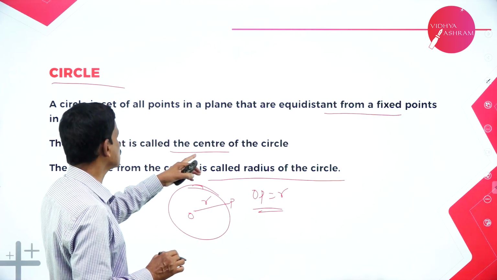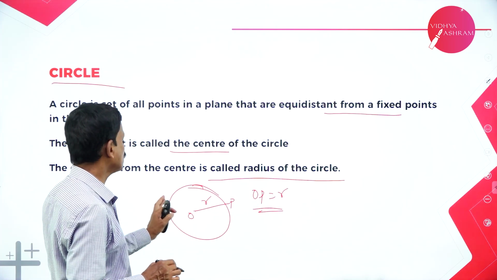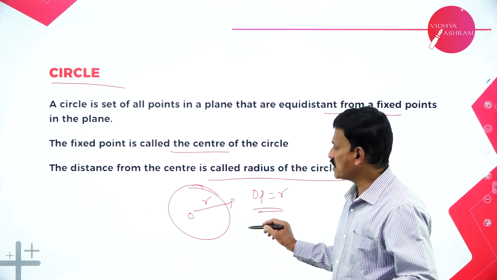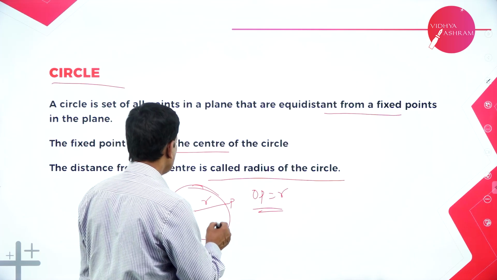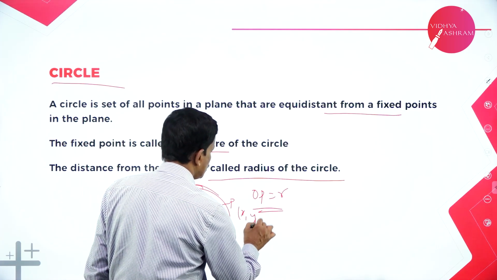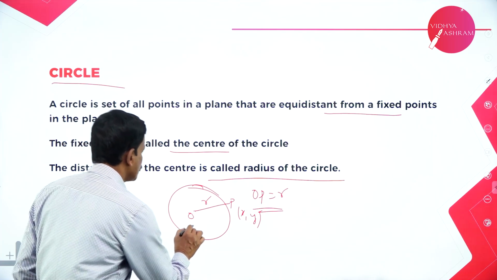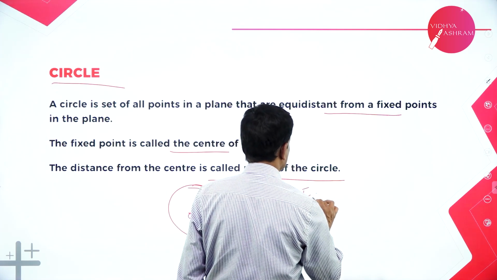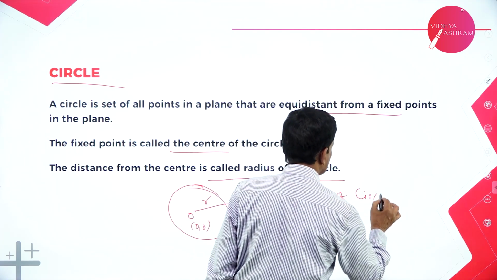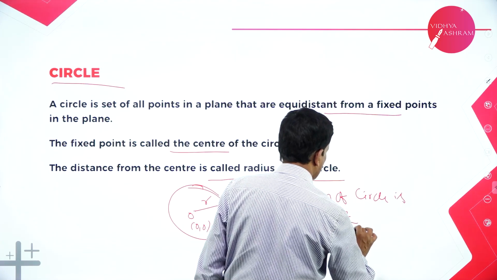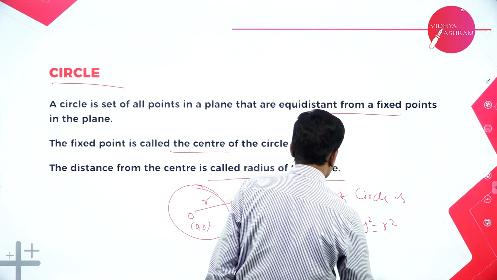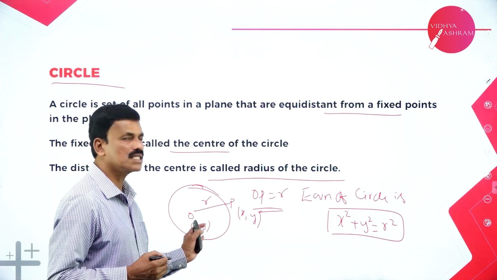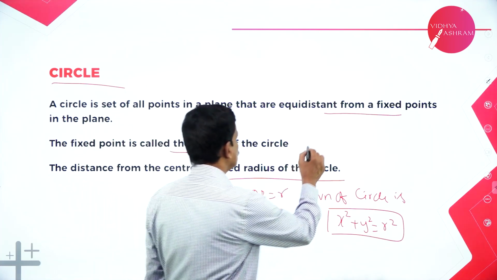So the fixed point is called the center of the circle, and the distance from the center is called the radius of the circle. Right. Now the equation of a circle having the point P (x, y) and the center (0, 0), the origin, you might have studied, is x square plus y square is equal to r square. So x square plus y square is equal to r square is the equation of a circle whenever the center is (0, 0). For example, let us take an example.